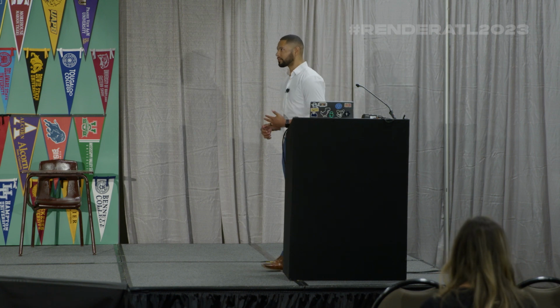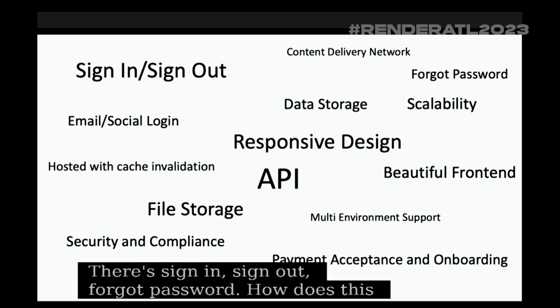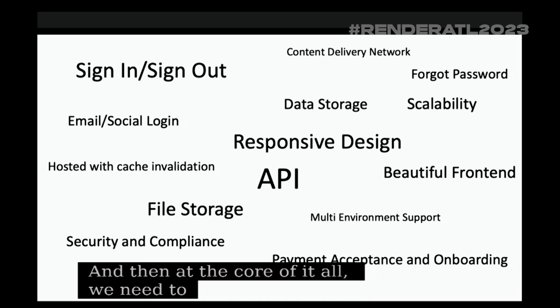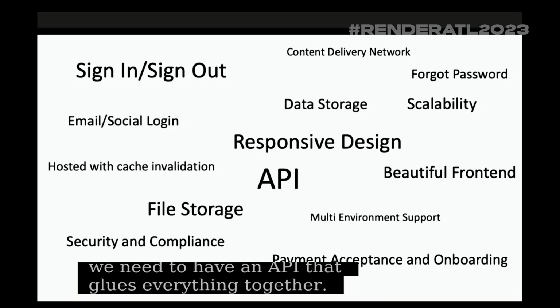So, what services do most SaaS applications need, right? Those software as a service applications. Turns out there's quite a bit to consider. I mean, there's sign in, sign out, forgot password. How does this scale, right? File storage. Then there's also database storage. And then at the core of it all, we need to have an API that glues everything together.